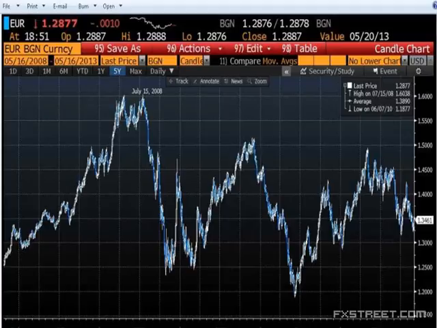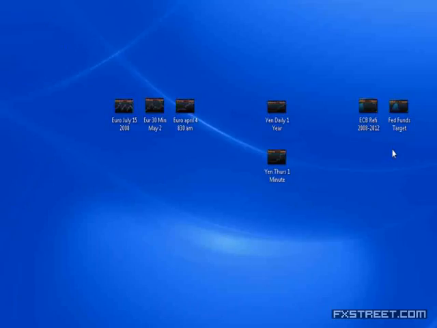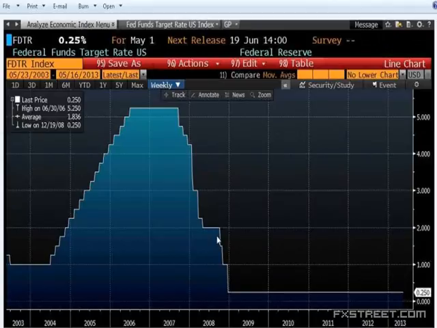The ante is an effective zero-rate policy. Well, the Fed's had one for, let's take a look at this one. I love this chart. Fed funds target rate. Since 2008, let's count the years: 1, 2, 3, 4. We're going on 5 years of zero-rate policy. Remember, this is effectively a negative rate. So the Fed's been doing this for 5 years.